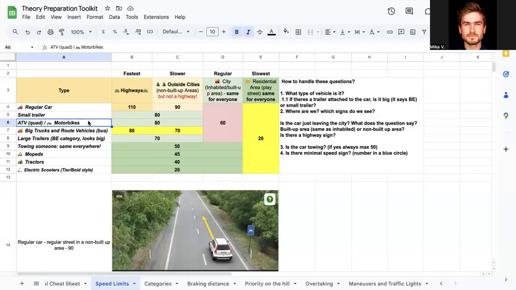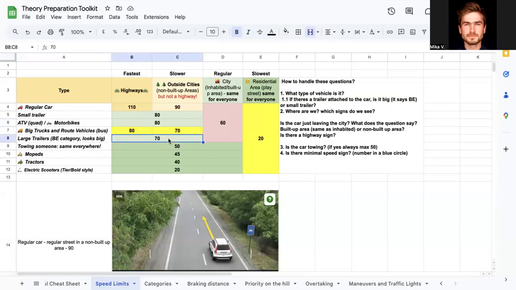And same for motorbikes. The logic that they're similar is that on both motorbike and quad, if an accident happens, you just fly out. So it doesn't make sense to go too fast. If you go 80 on a normal motorbike, it already feels super fast. Then next we have big trucks and vehicles, buses, route vehicles, marshutkas. They can go 80 on highways, similar to quads, and 70 on regular streets outside of the city, to not go too fast.